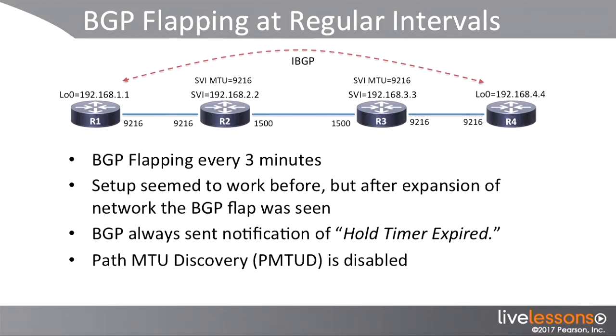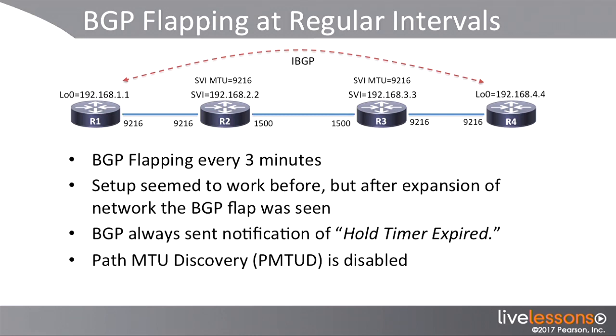Consider this topology where you have IBGP peering between R1 and R4 between the loopbacks. The MTU on R1 and R4 is set to 9216 bytes. But within the path between R2 and R3, you have the physical interface MTU set to 1500, whereas you have your routing via SVI interfaces, your VLAN interfaces, and those MTUs are set to 9216 bytes.